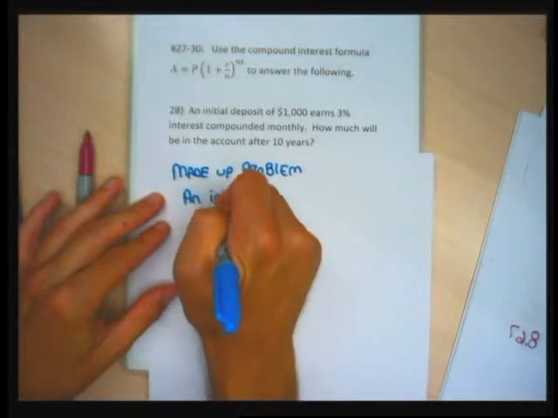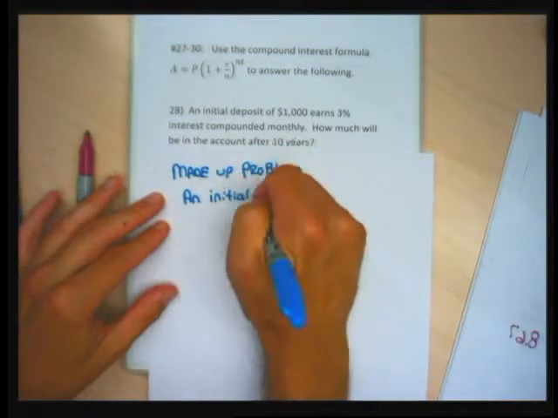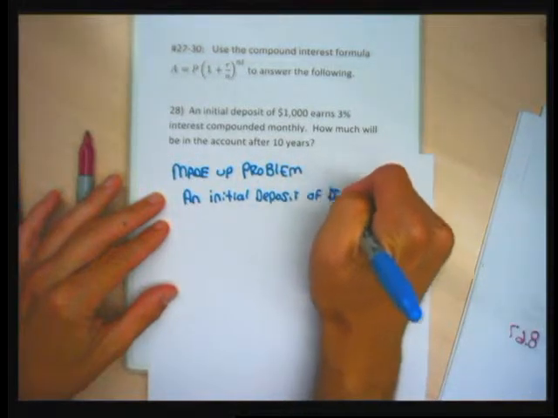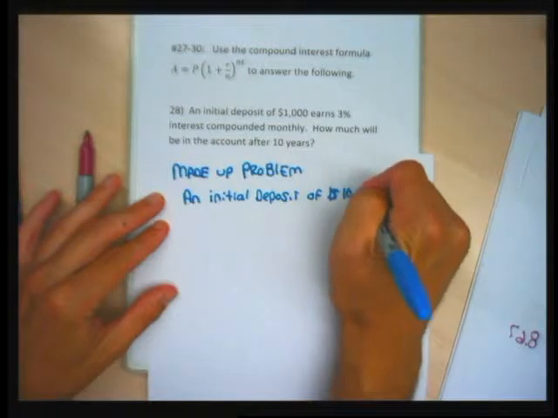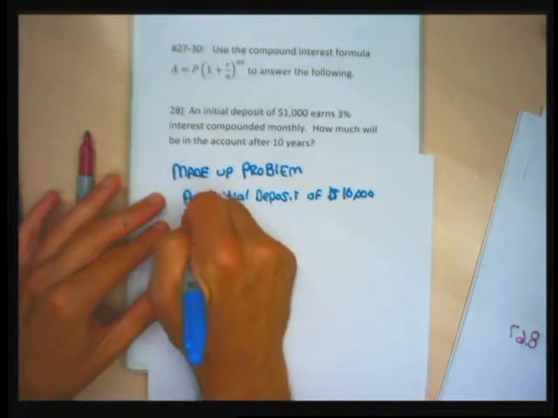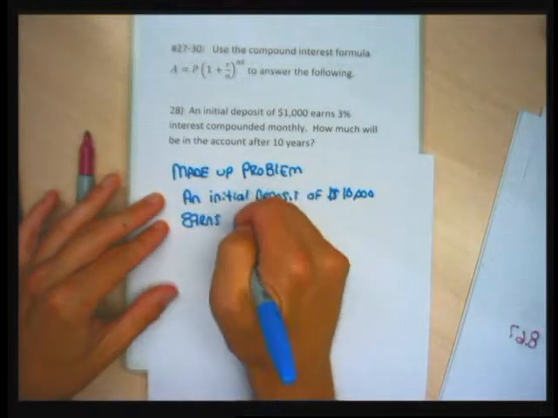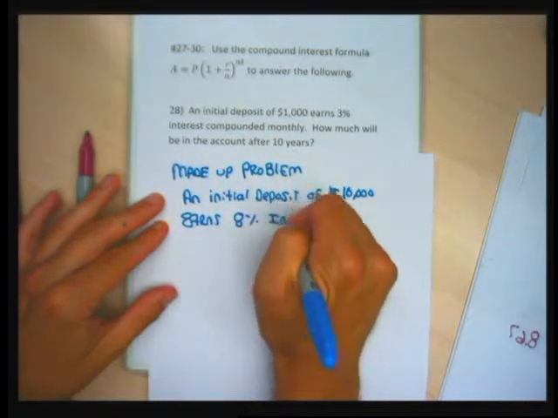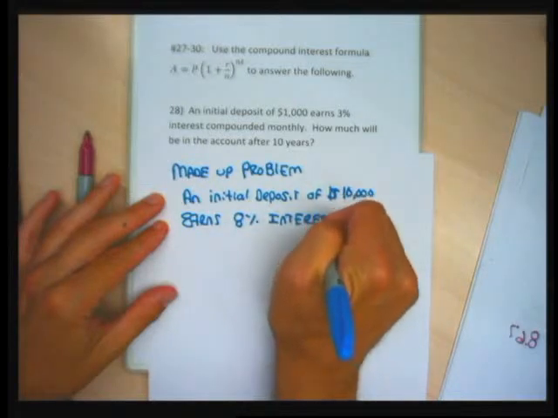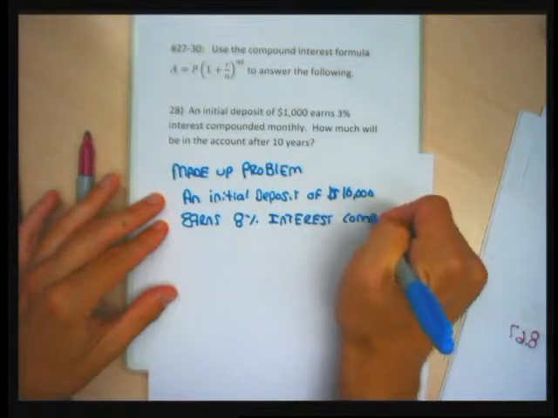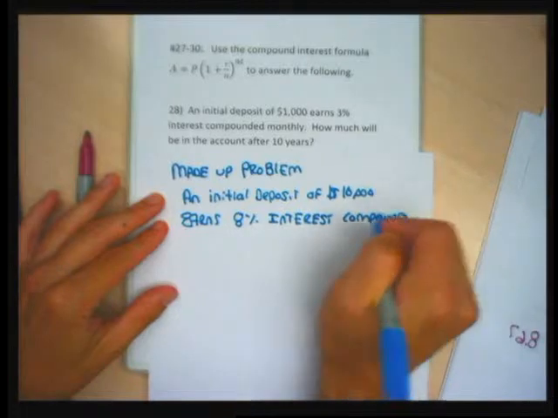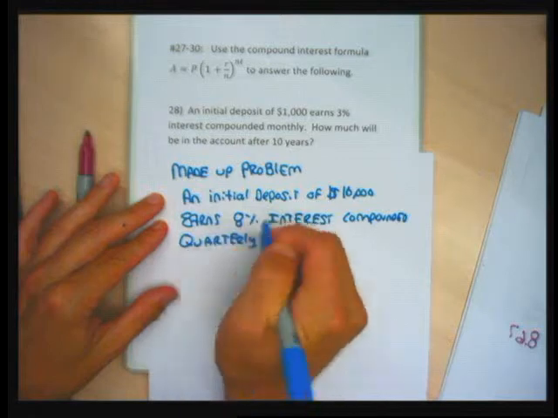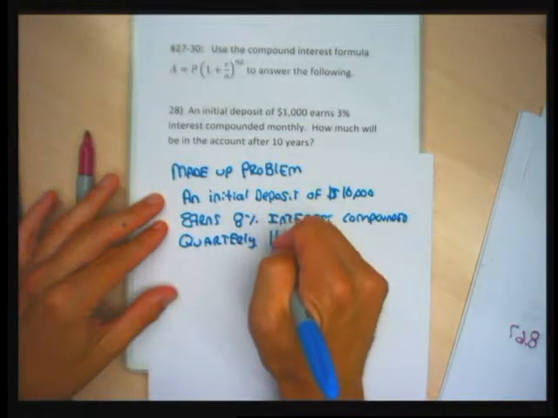So I'm going to do this. An initial deposit of, let's do a lot of money, $10,000 earns 8% interest compounded, I'll do the hard one, quarterly. How much will be in the account after 1 year?